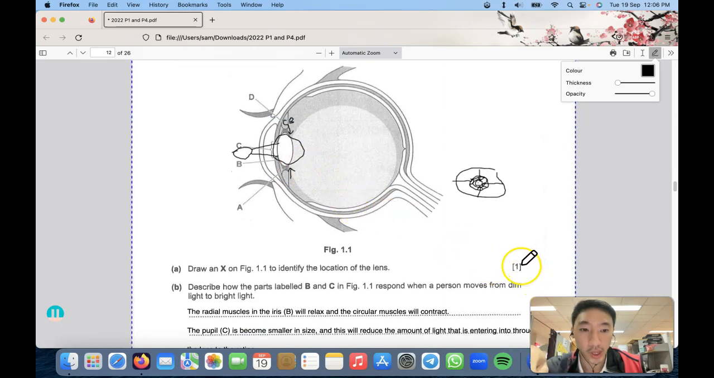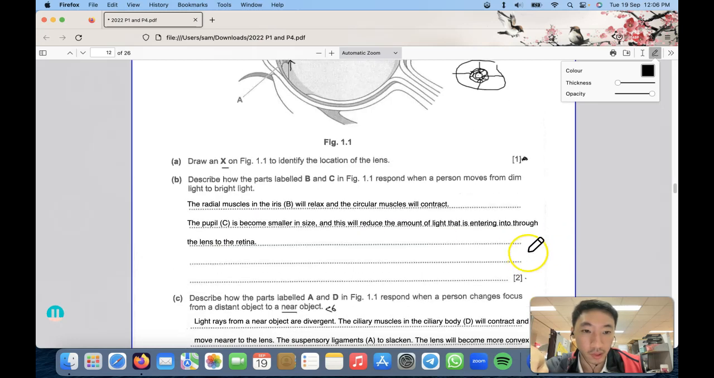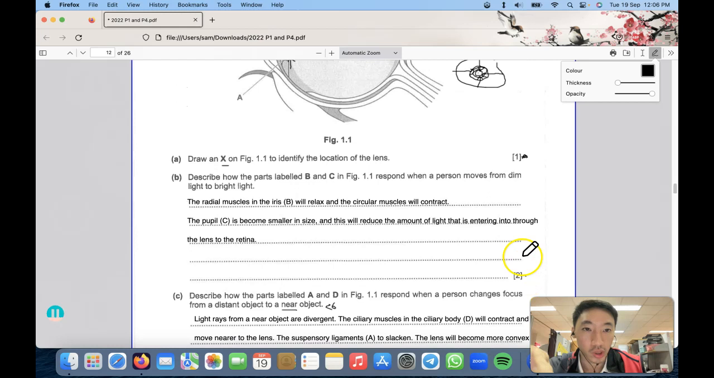Make sure that you check all the marks. For example, in this one you must draw the X, so you put a dot on every single mark that you do to make sure you do everything.